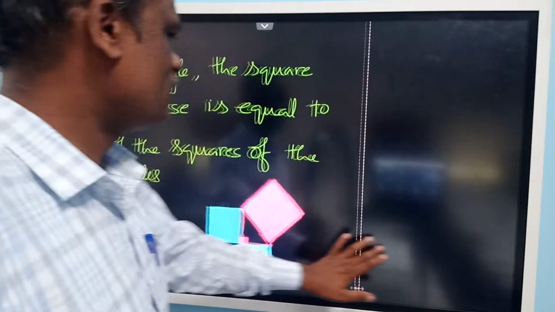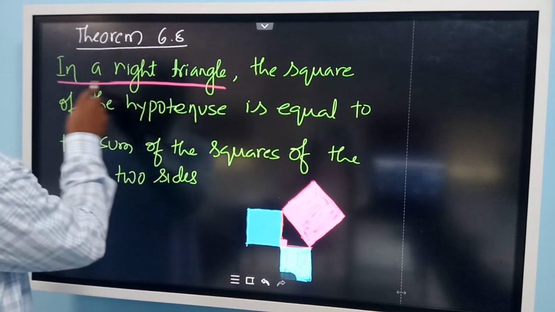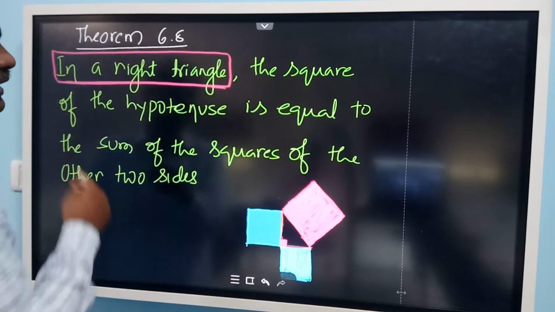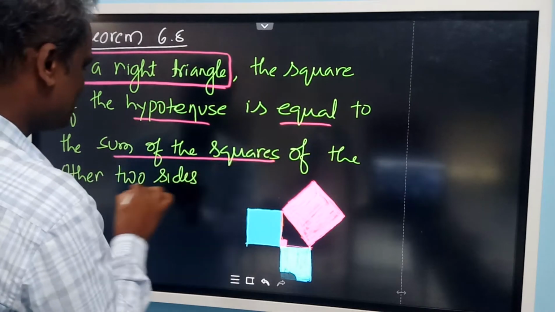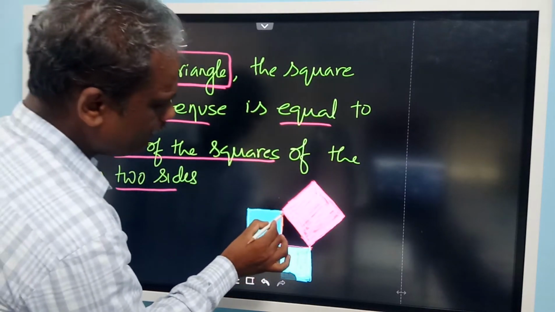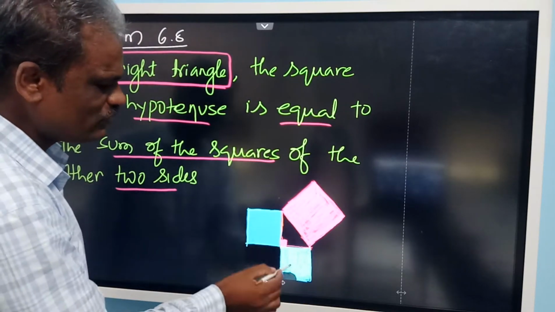The statement of this Pythagoras theorem is like this. In a right angle triangle, the square on the hypotenuse is equal to the sum of the squares on the other two sides. Square on the hypotenuse, this is the square on the hypotenuse, is equal to the sum of the squares on the other two sides.